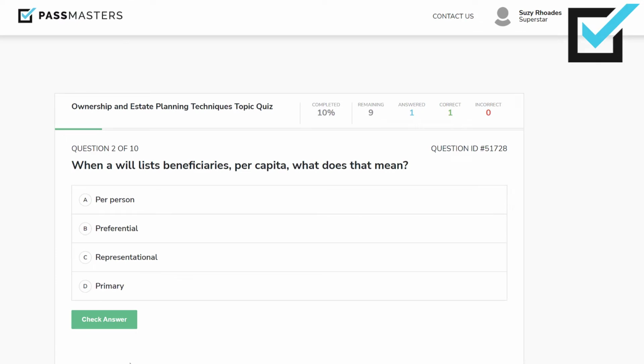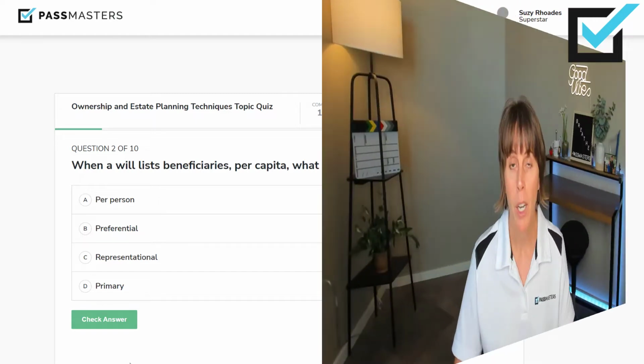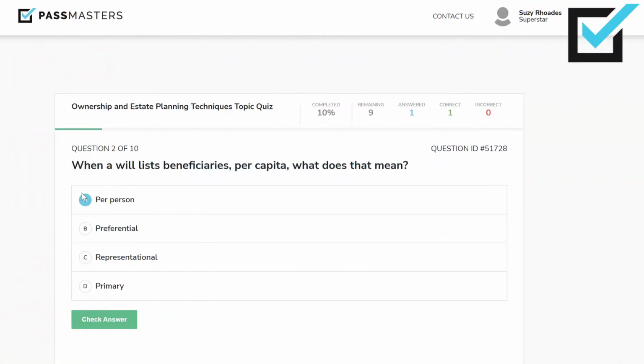When a will lists beneficiaries per capita, what does that mean? Per person, preferential, representational, or primary? Per capita is per person or per head type of beneficiary designation.